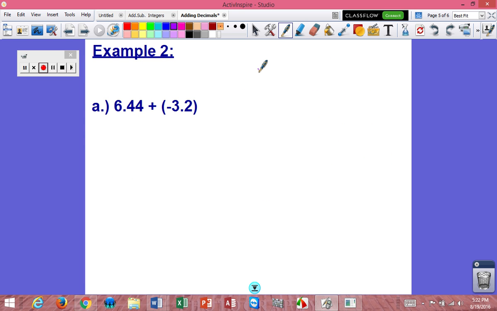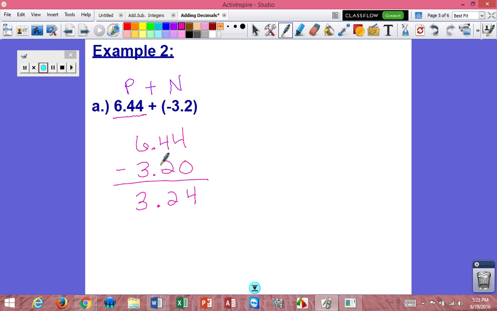All right, example 2, we have a positive 6.44 plus a negative 3.2. Since we're adding different signs, we're really just going to subtract the numbers. So if these were both positive, we know that 6.44 would be the higher number, and that's what we would put first in the subtraction problem. I'm going to fill in a 0 here, and then I'm just going to subtract. Now, since this is the higher number, it's positive, which means that our answer will just remain a positive 3.24.